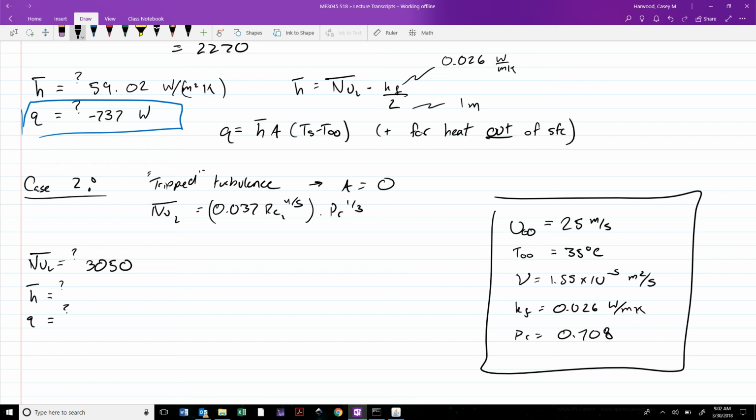Anyway, h bar: 79.3 watts per meter squared Kelvin, and the Q: minus 991 and a quarter watts. Say 3. All right.